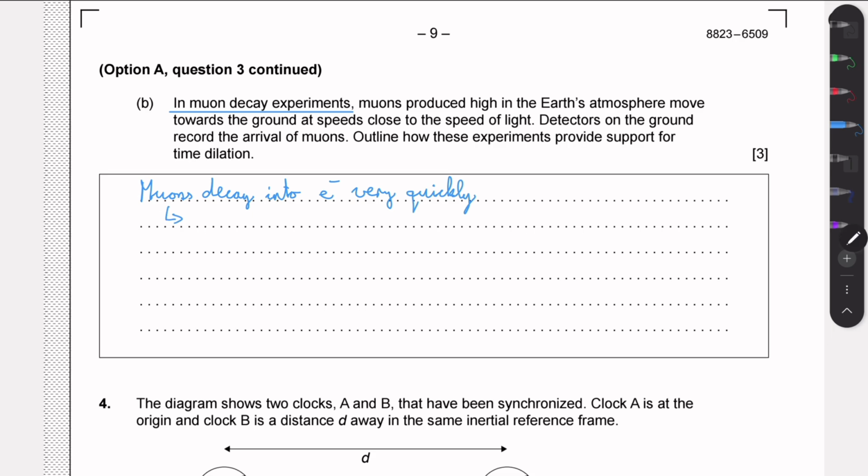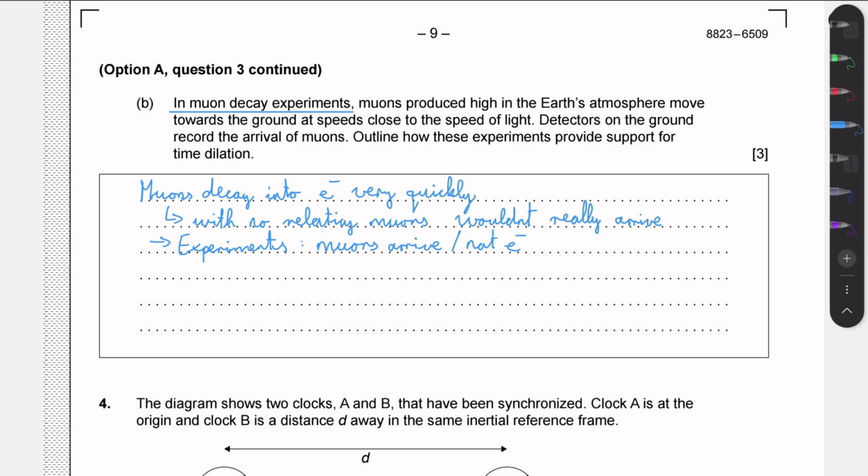However, what we record with the experiment is that actually muons are arriving, not electrons. So what we can say is that with no relativity, muons wouldn't really arrive at the Earth's surface. And what the experiments actually show is that we detect muons arriving and not electrons. So muons arrive, not electrons. So what this means is that the half-life or the lifetime of the muon has actually increased according to the Earth observer. Because if we would just look at the rest lifetime of the muon, that would be a much shorter time compared to how much time the muon travels from the atmosphere to the ground.